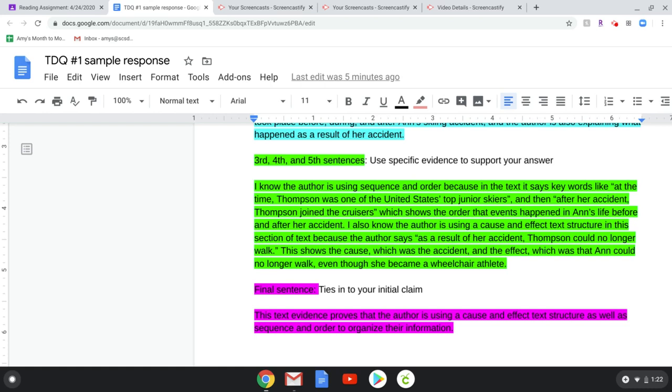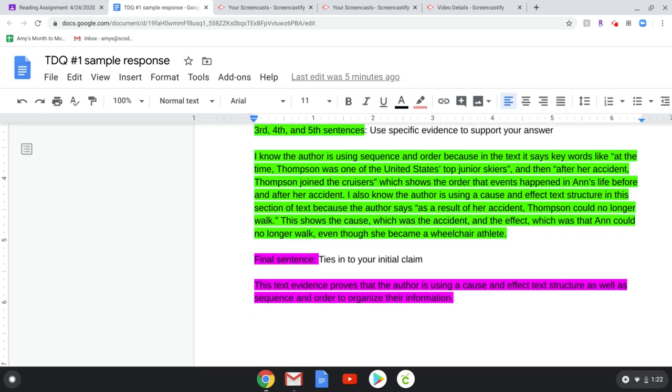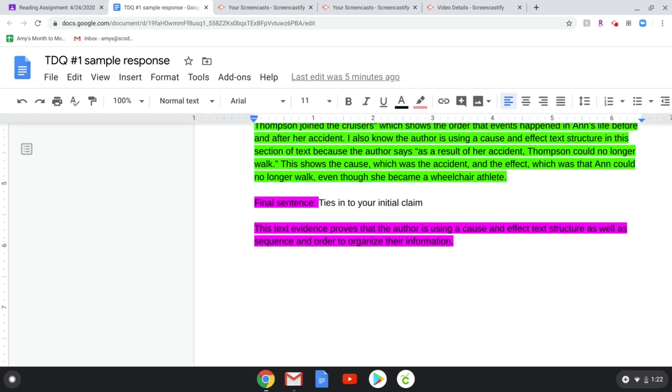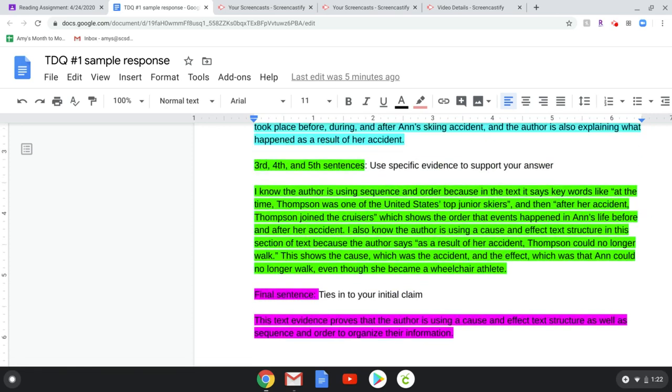I also know the author is using cause and effect because the author says as a result of her accident, Thompson could no longer walk. This shows the cause, which was the accident, and the effect, which was that Anne couldn't walk, even though she eventually became a wheelchair athlete. And then in my final sentence, I tie it into my initial claim. This text evidence proves that the author is using a cause and effect text structure as well as sequence and order to organize their information.